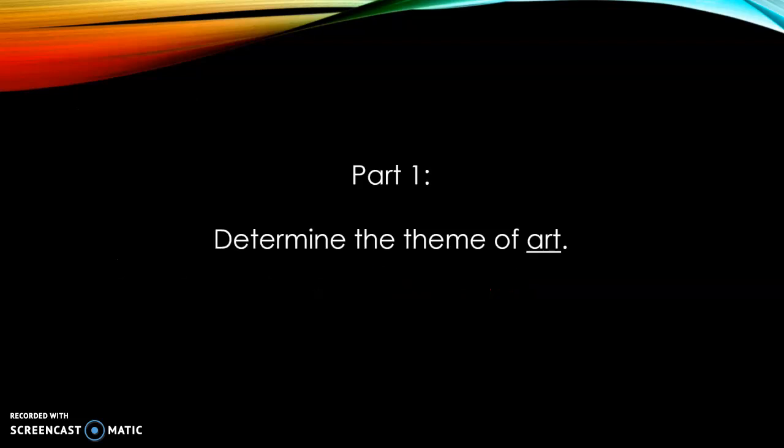So, part 1, we are going to determine the theme of paintings. So each painting is going to have a theme, and we're going to look and determine what the themes are.